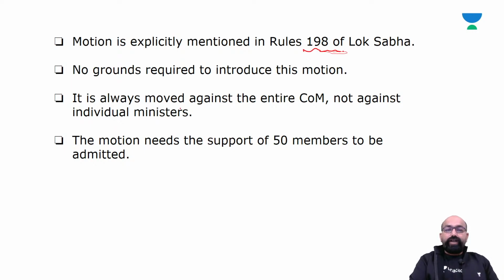No grounds are required to introduce this motion. It is always moved against the entire Council of Ministers and not against individual ministers. And the motion needs the support of 50 members to be admitted. So friends, you can attend the lecture on no confidence motion in our special classes as well.